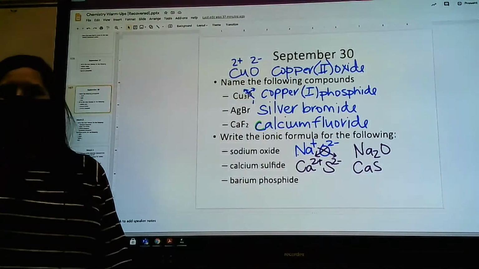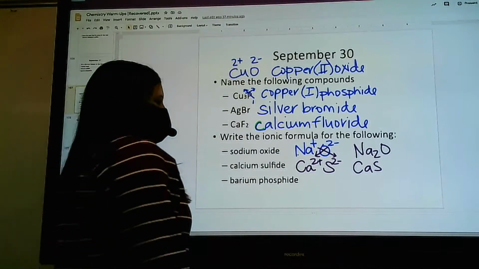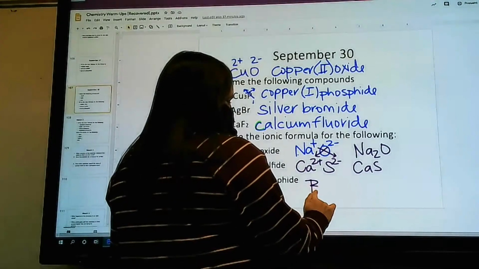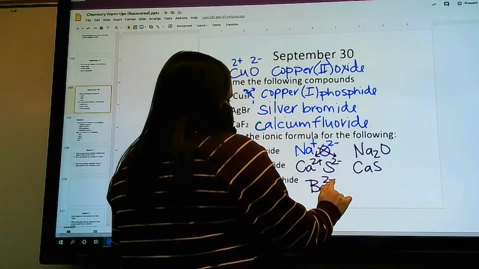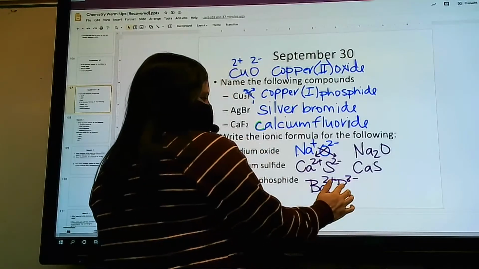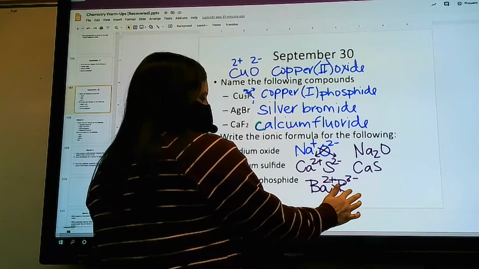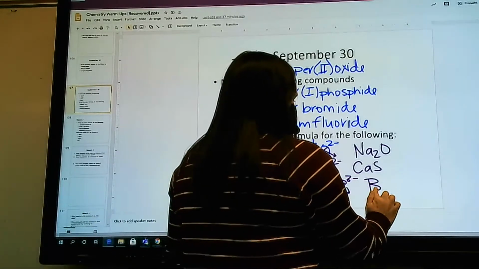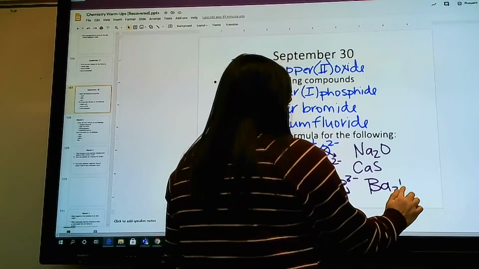We have barium phosphide here. Barium is a what charge? 2+. Phosphide, 3-. I crisscross charges, and I end up with Ba3P2.